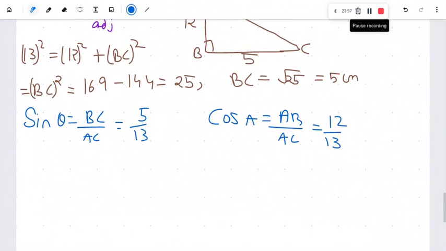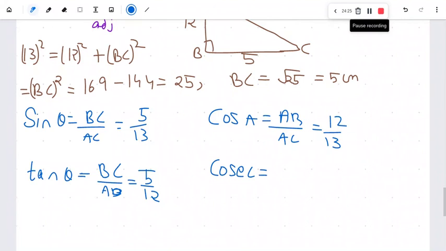Now after cos we have tan. Tan theta or tan A, we can take anything. Tan will be BC, which is opposite, divided by AB, that is adjacent. So opposite by adjacent gives me 5 by 12. After tan we have cosec theta. Cosec will be my hypotenuse divided by opposite, so that is nothing but 13 by 5.